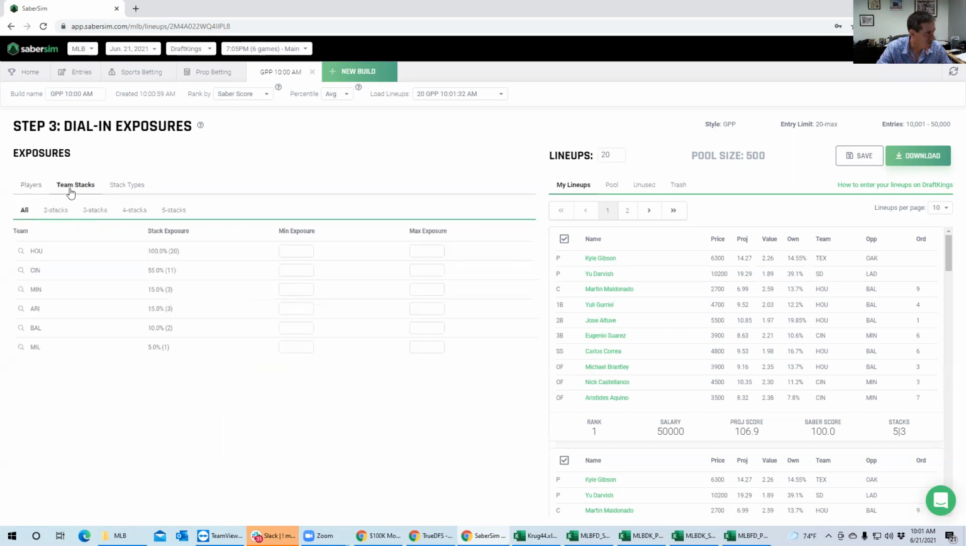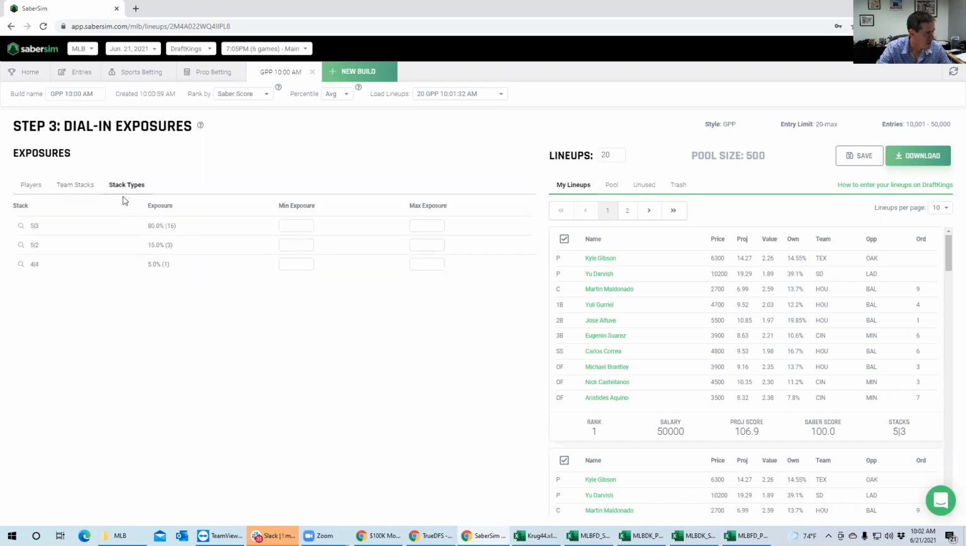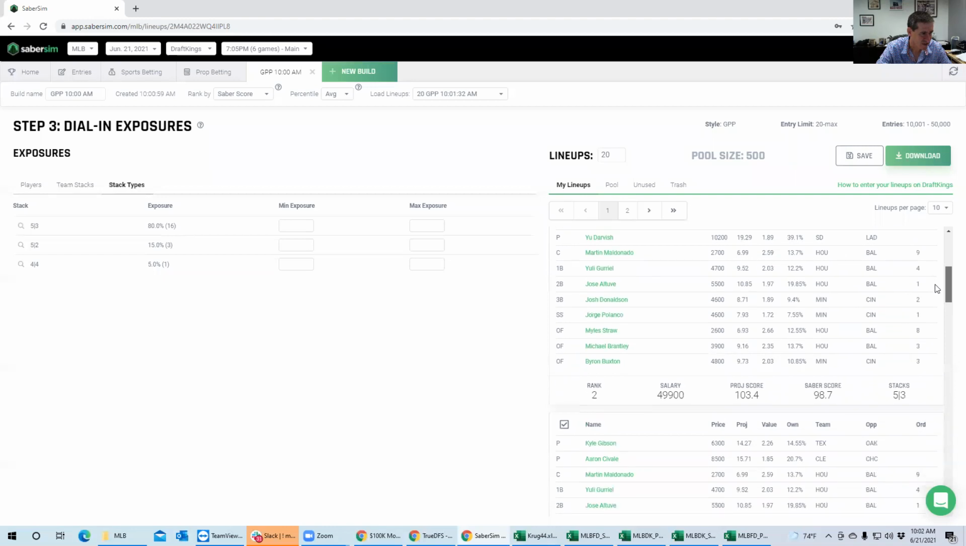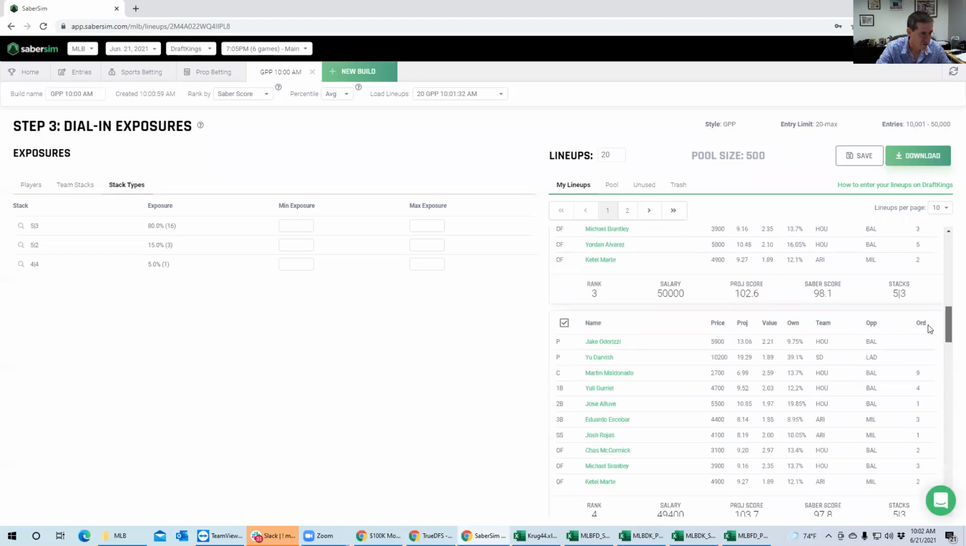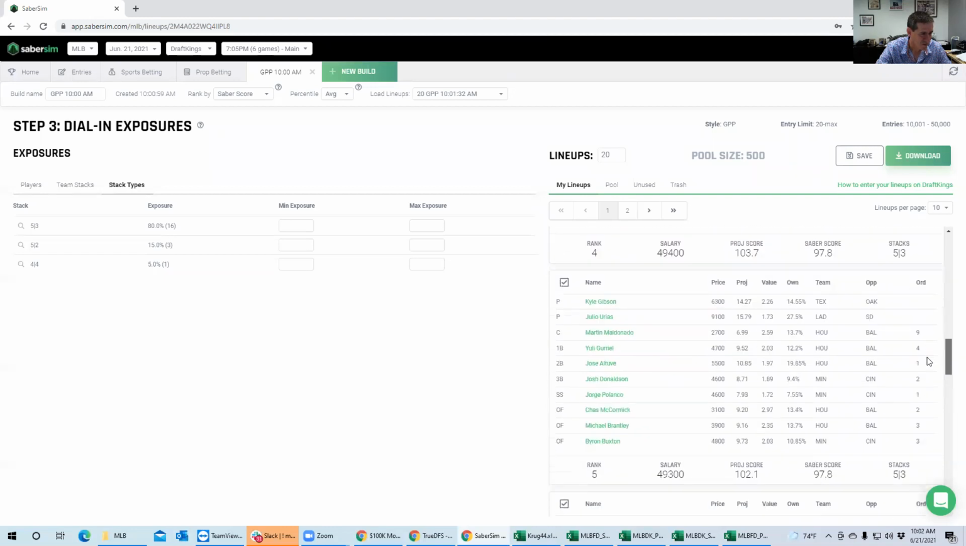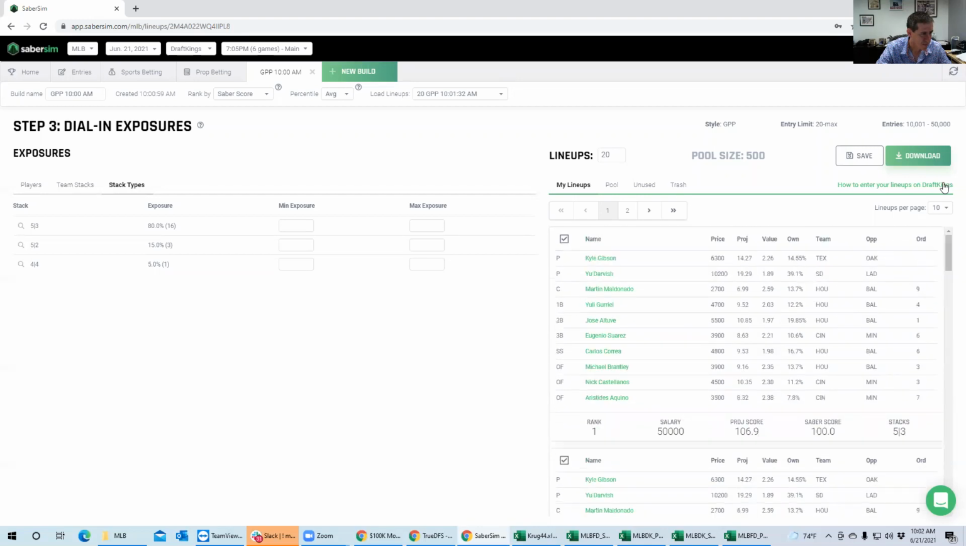Now, with respect to team stacks, it got me 100% Houston. I mean, that's how much my projections, I guess, love Houston. Then 55% Cincinnati, and Minnesota, Arizona, Baltimore, and Milwaukee. The stack types it gave me were mostly 5-3s. Like I mentioned, a lot of these Houston and Cincinnati stacks are going to work. You see some Arizonas, some Minnesotas, and things like that.